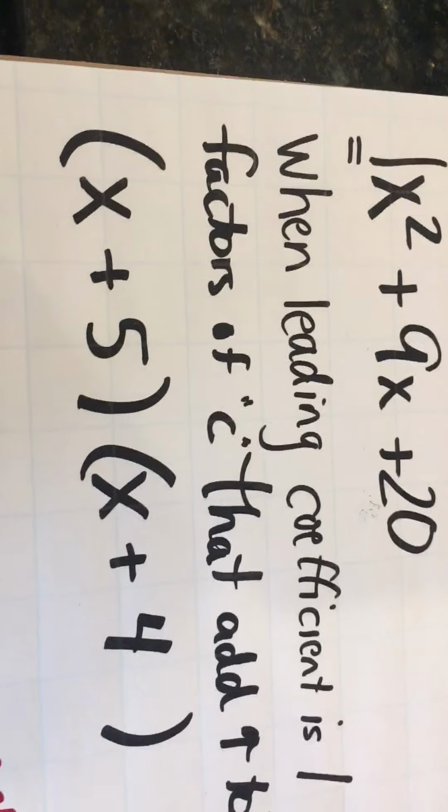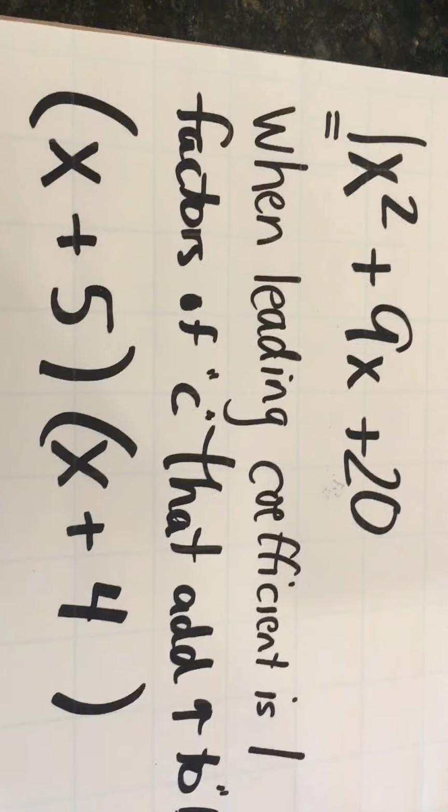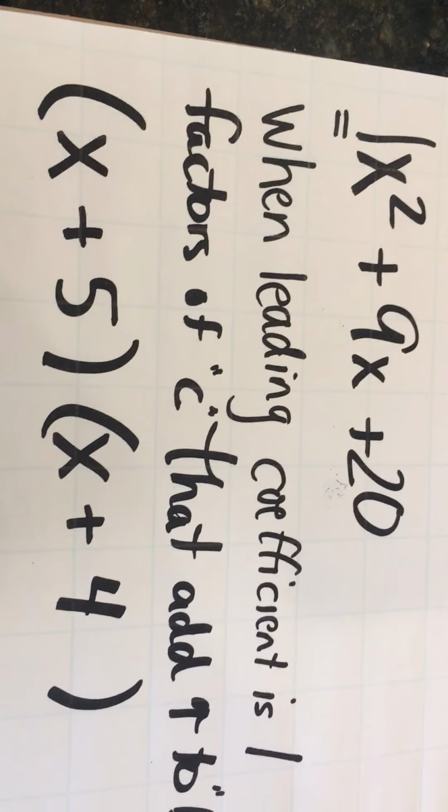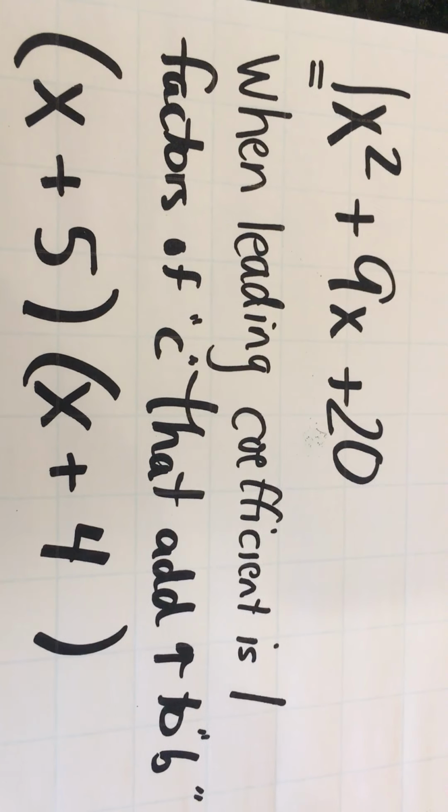If you were asked to solve, you would find your zeros. Those would be your x-intercepts. It would be x equals negative 5 and x equals negative 4.